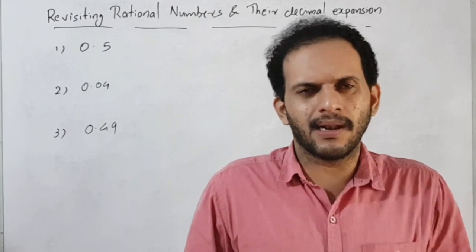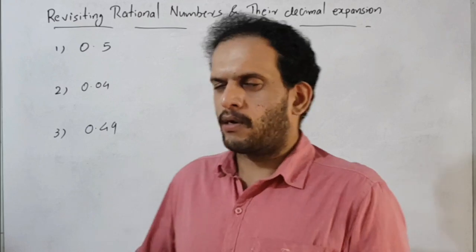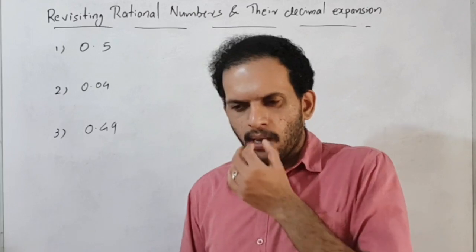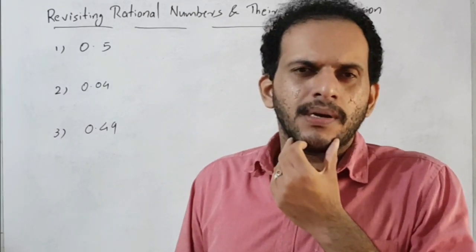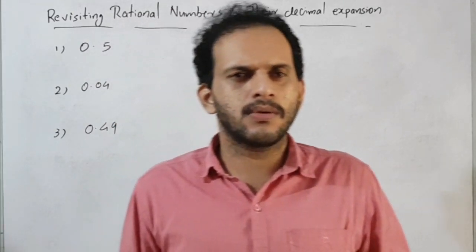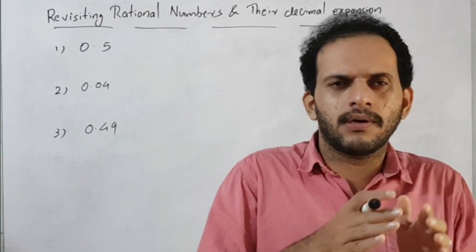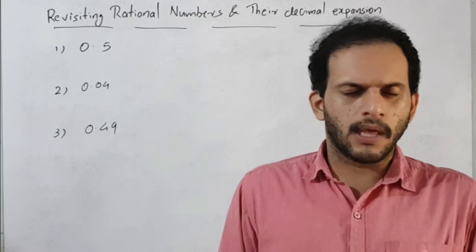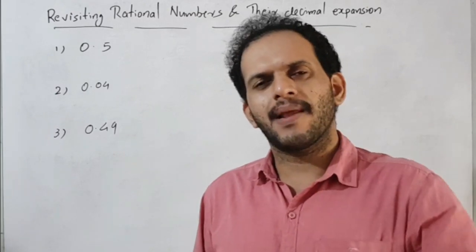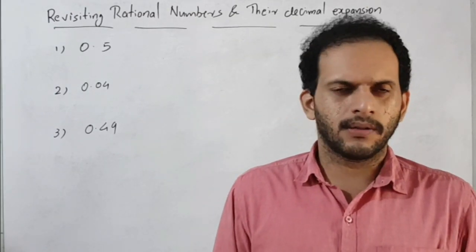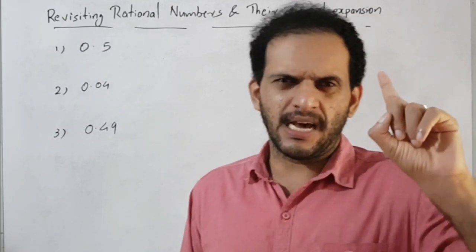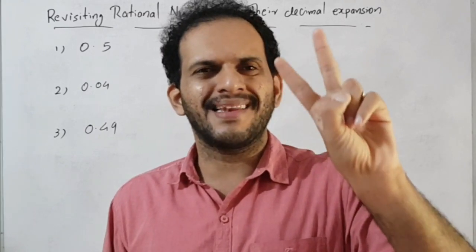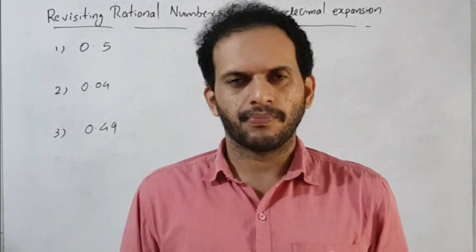Next we are discussing the last part of the chapter, which is revisiting rational numbers and the decimal expansion. Okay, rational numbers are not a new idea. We already discussed rational numbers, and we already discussed the properties of the decimal expansion of rational numbers. Correct? Then we know that there are two types of decimal expansion of rational numbers. What are they? The first one is terminating decimal expansion. The second one is non-terminating recurring decimal expansion.